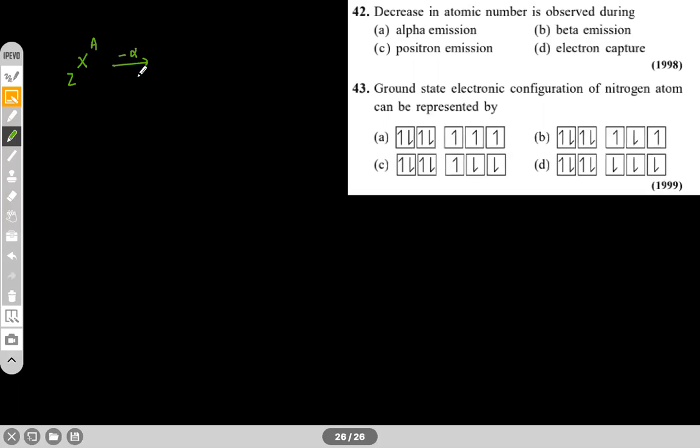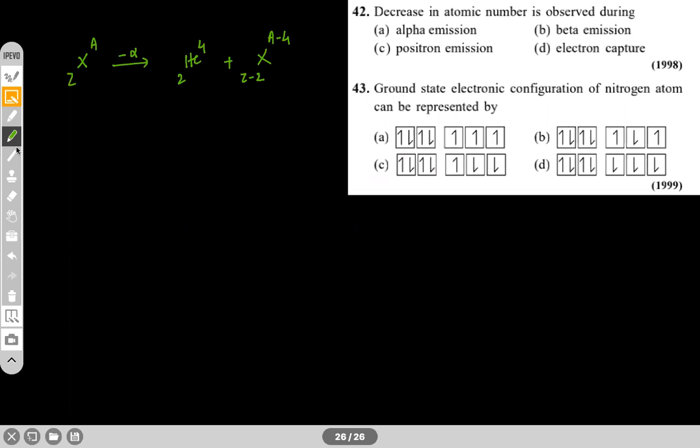Alpha means what? Helium particle. So helium particle comes out. So we have He, 4 and 2. Hence, what is left here is A minus 4 and Z minus 2. Decrease in atomic number, right? You see the atomic number is decreased. It was Z initially, now it becomes Z minus 2.